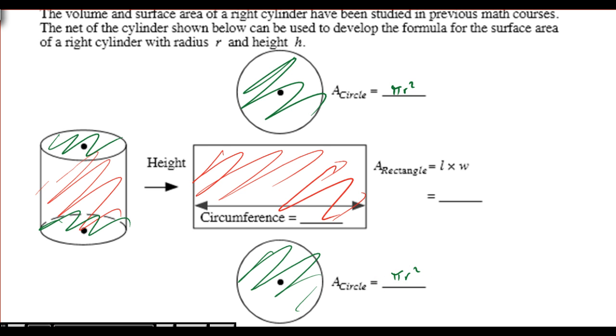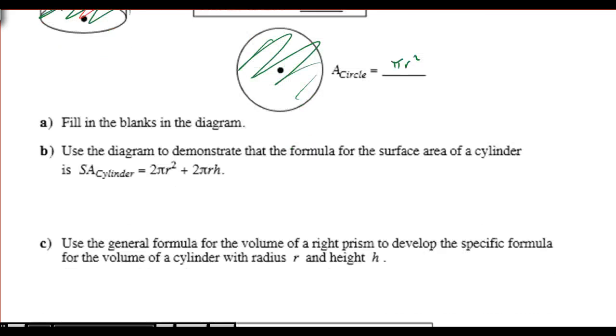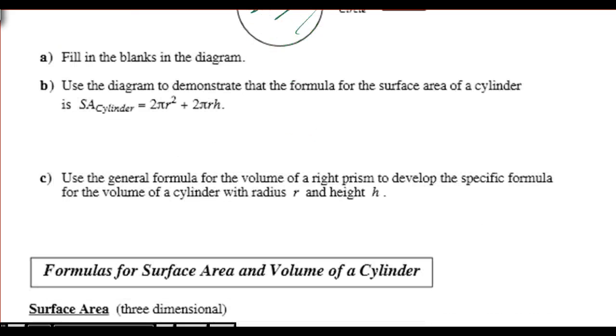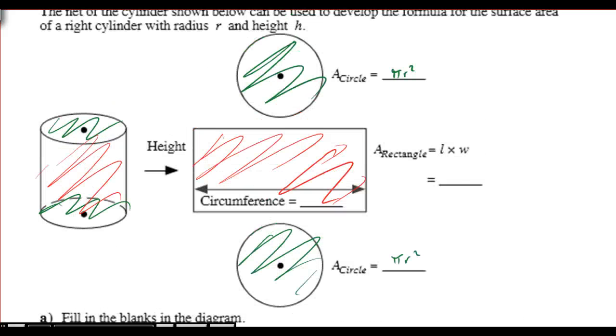Okay, now here's the surface area. If I were just to add up these here, you just got to be careful, because the area of the rectangle is length times width. Well, this would be the width and this would be length. However, that length is really the circumference of the circle when it's unwrapped and made to look like a rectangle.